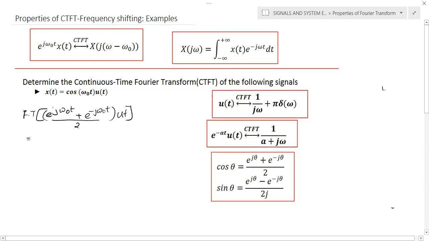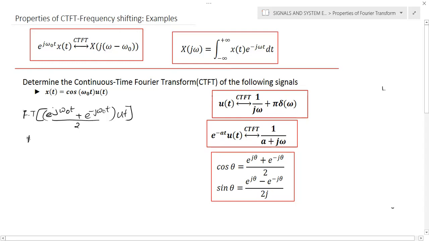We know the transform of u of t is 1 by j omega plus pi into del of omega. We already explained the transform of u of t in another video. So by using this result, the transform of the step signal is 1 by j omega plus pi into del of omega. You can apply the frequency shifting property in this particular problem.